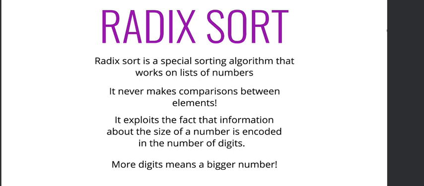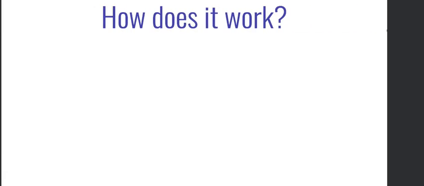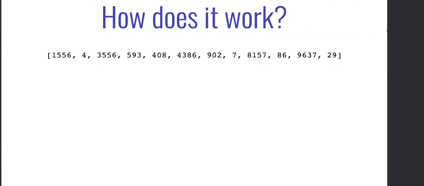It doesn't matter what the two numbers are. We're not comparing the two numbers, but we know that something with more digits is larger than something with fewer digits. So here's actually how it works. We take a list of numbers. Let's say this is what we're trying to sort.